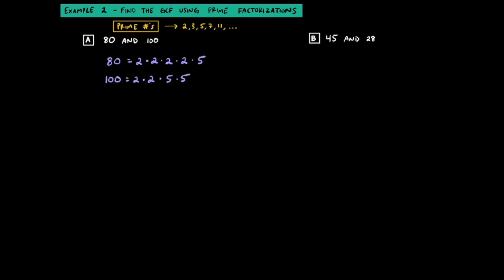To find the greatest common factor between 80 and 100, we just have to find what they have in common on their prime factorization lists. First, I notice they both have a 2. Then, I notice they have another 2. Finally, I notice that they both have a 5.